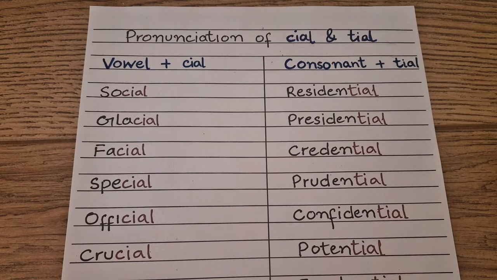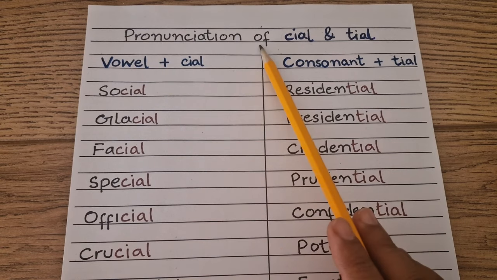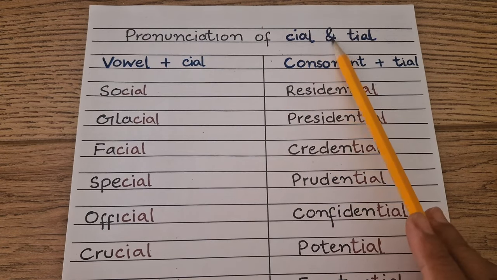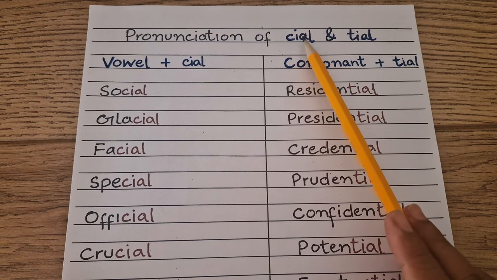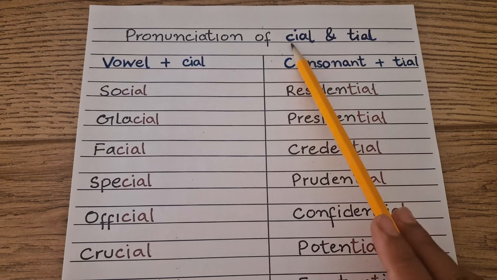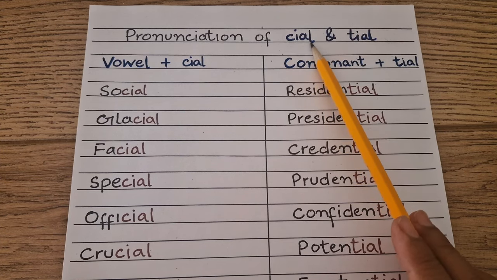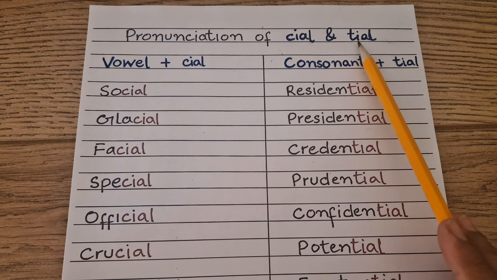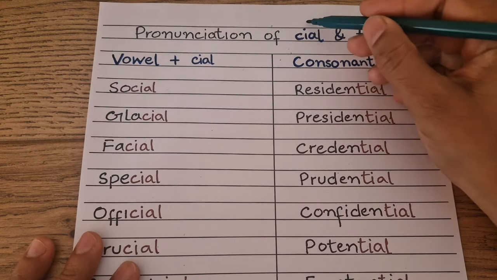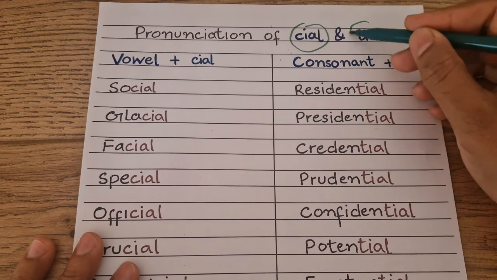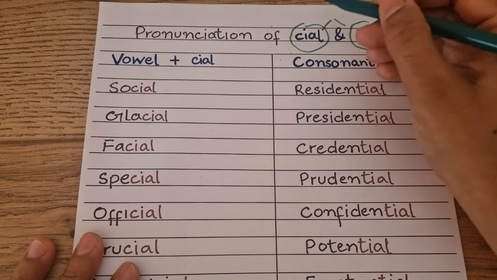In today's video, we are going to learn the pronunciation of C-I-A-L and T-I-A-L. When the letters C-I-A-L come together in our word, we will use only one sound, "shall." And same here, when the letters T-I-A-L come together in our word, we will use only one sound, "shall." Always remember, C-I-A-L and T-I-A-L both have the same sound, "shall."